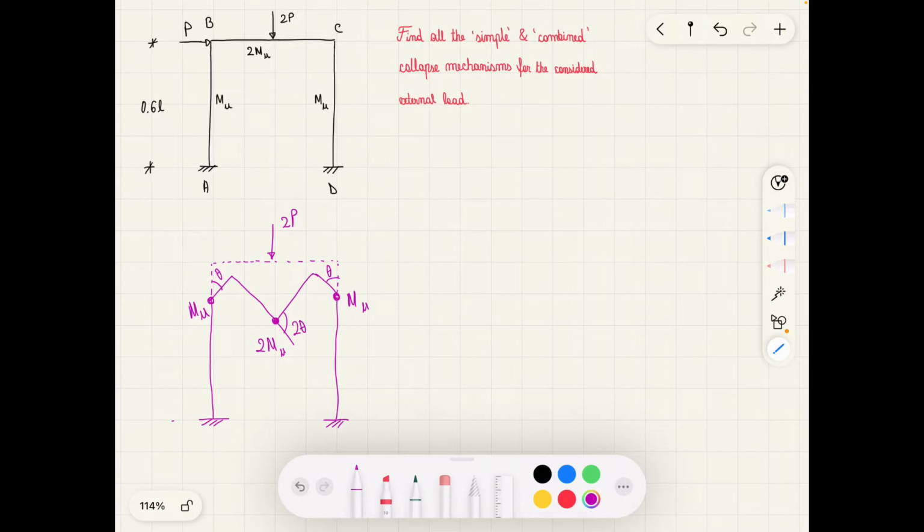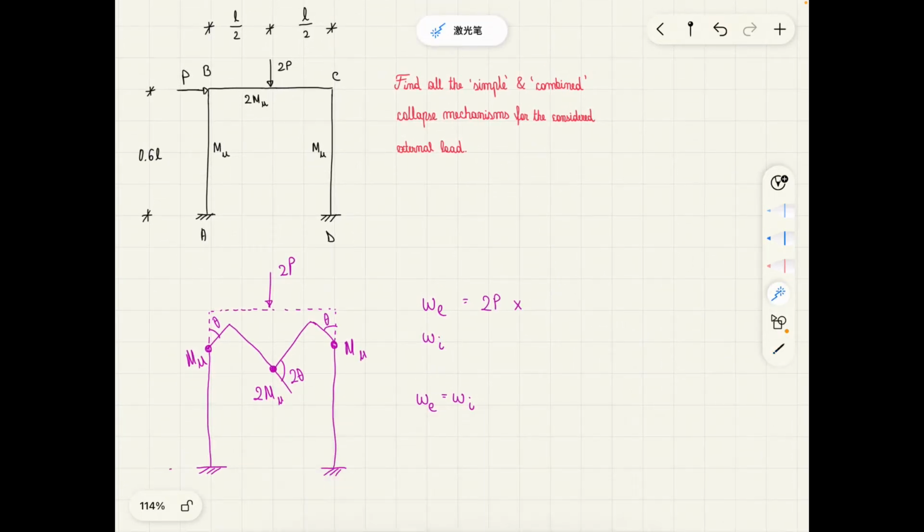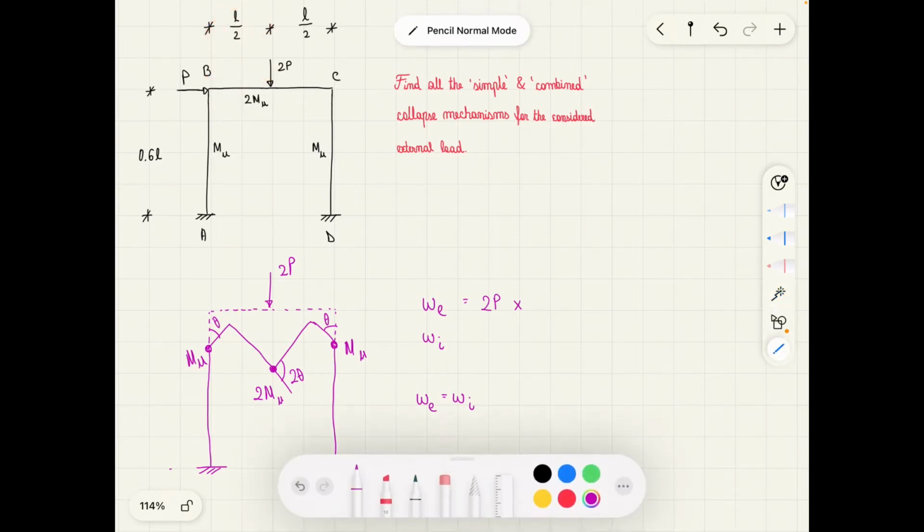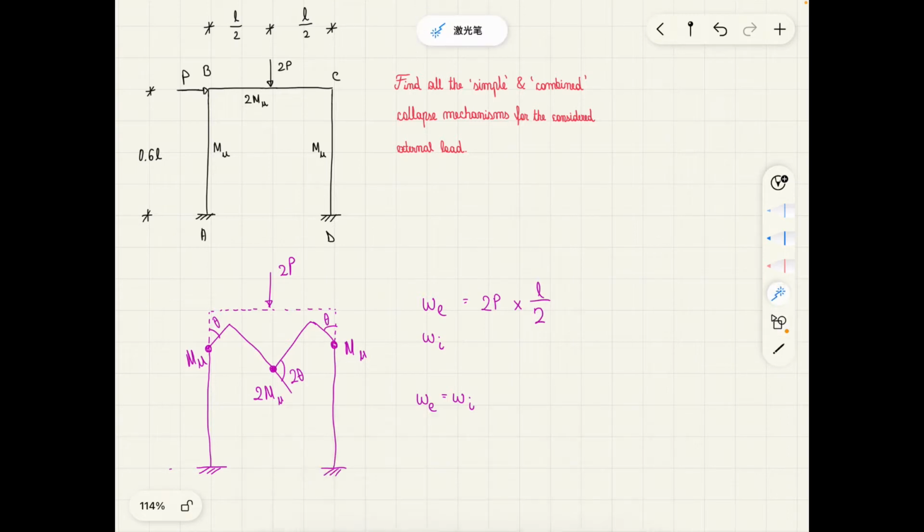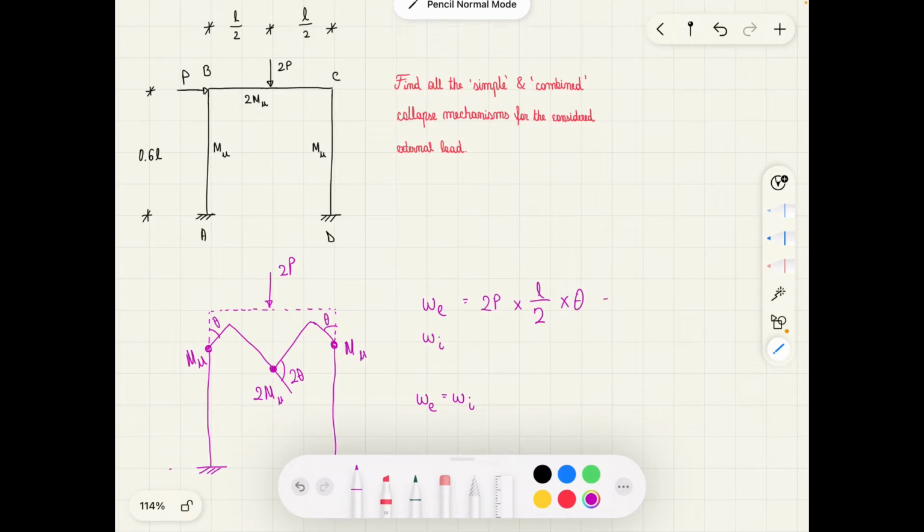Now, we need to calculate the external workload and the internal workload. And we must also satisfy the condition whereas the external workload is equal to the internal workload. So, to find out the external workload, we have to multiply the applied load, which in this case is 2P, by the distance and the angle displaced. The distance travelled, we know, is going to be L over 2. So multiply by L over 2 and multiply by the angle displaced, which is theta. Simplified version, we write this as theta L over 2 times 2P. Cancel out the 2, so we have PL theta.